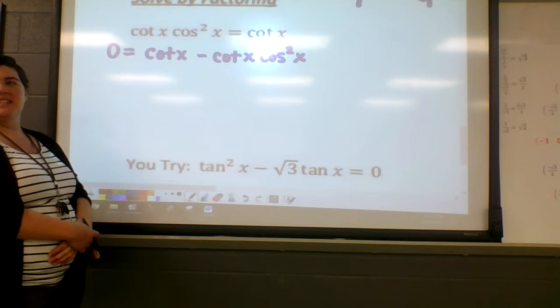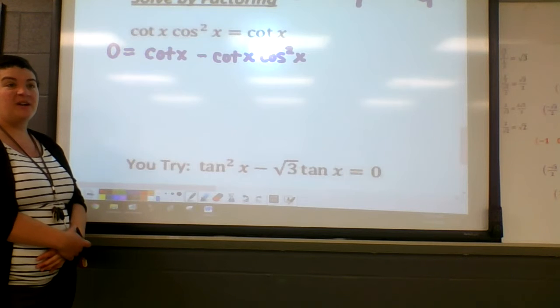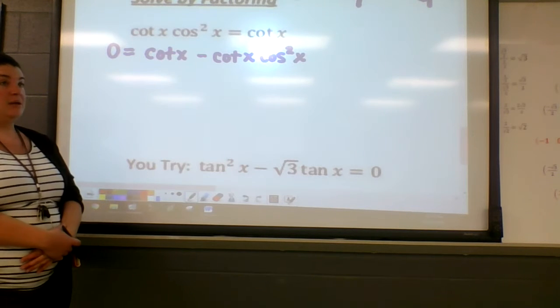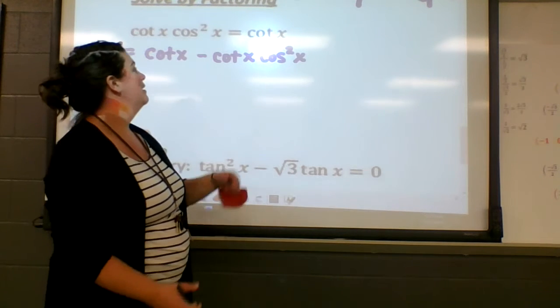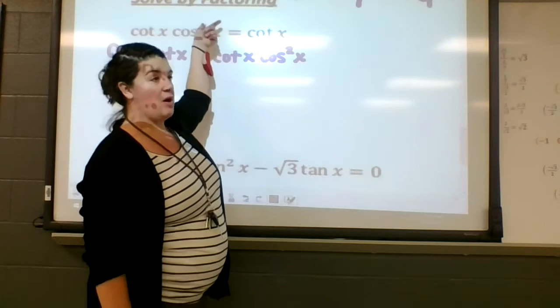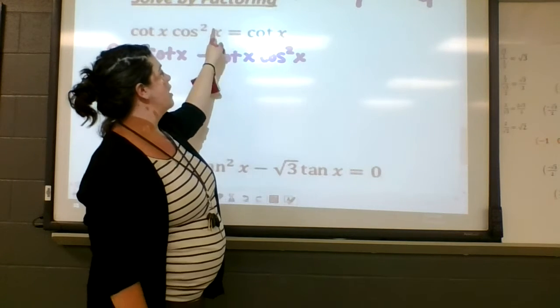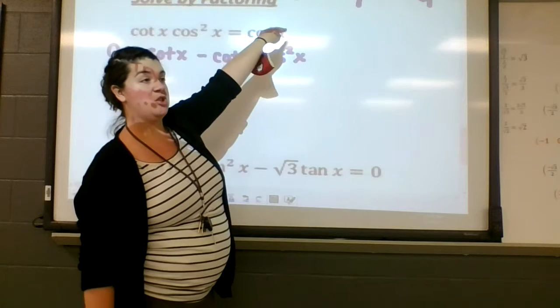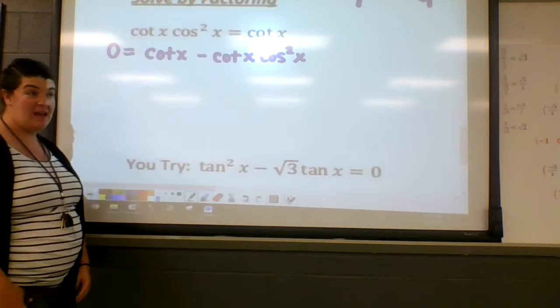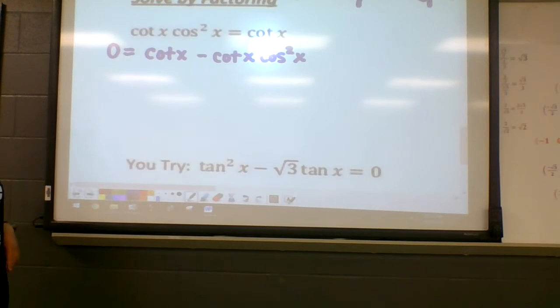All right, kind of weird, yes? Very weird. Just kind of strange. Is it possible you can move it over? You can move this one over? Yes, and if you move this one over, it would say this minus cotangent. But you'll still get the same answers in the end, and it actually still factors pretty much the same way.